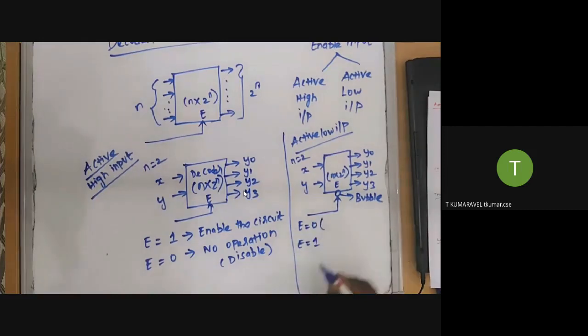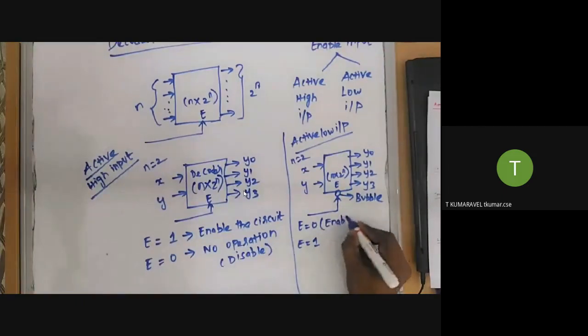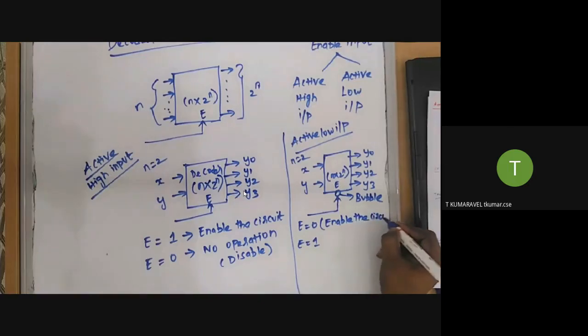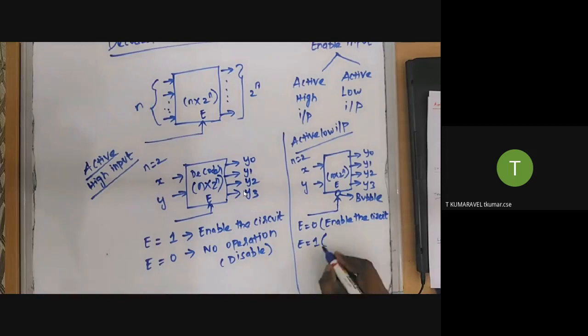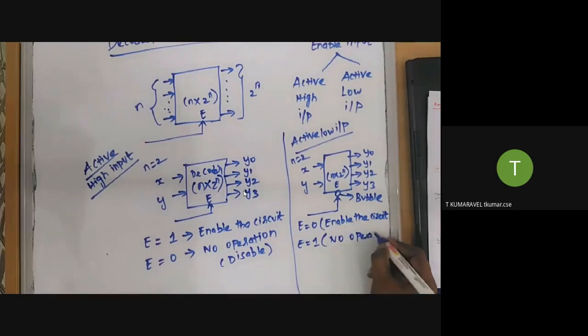Suppose I am a user and I provide input as 0, what happens? It's going to enable the circuit. Suppose I provide the input as 1, what happens? No operation. The meaning is that it disables the decoder. It switches off your decoder.